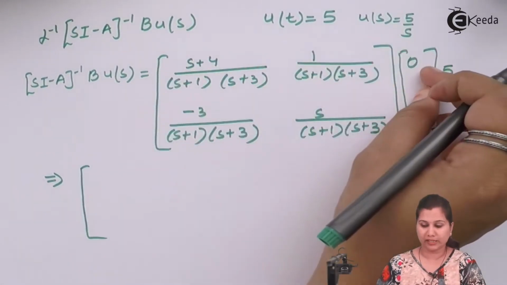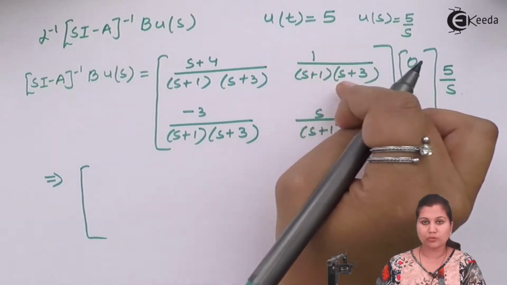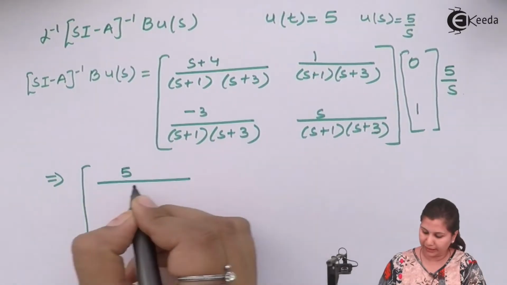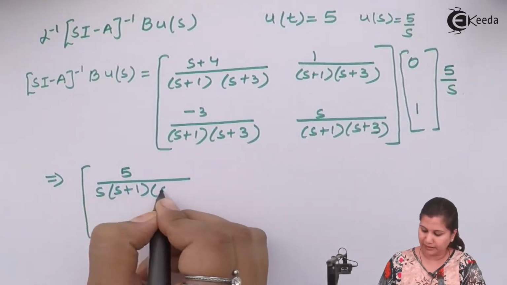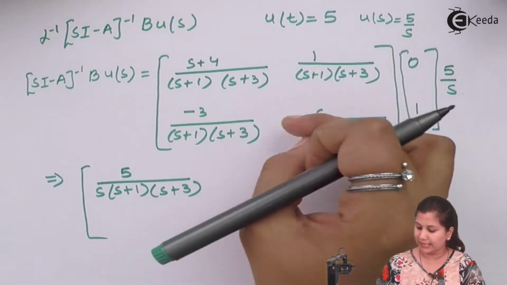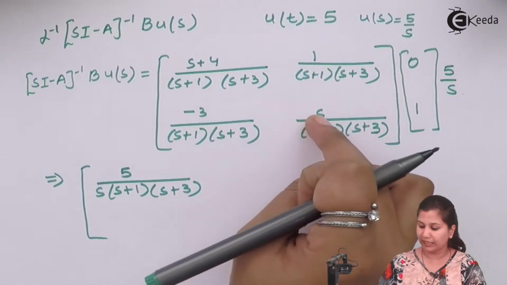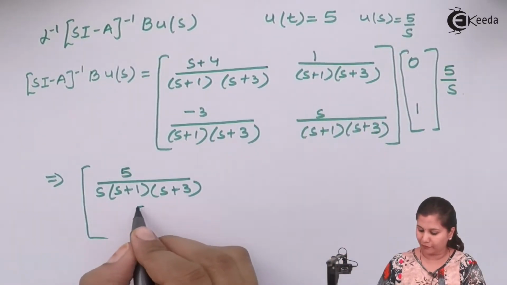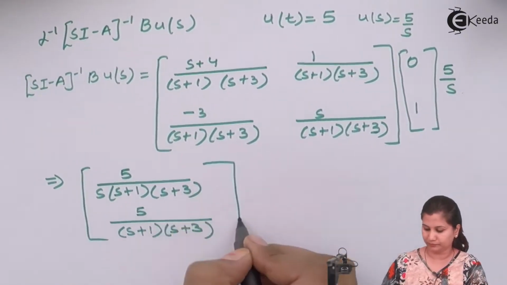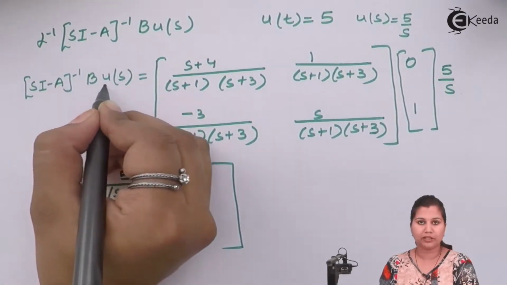So this multiplied with 0 plus 1 multiplied with 1. So we will get 1 upon (S plus 1)(S plus 3). Then we have to multiply it with 5 by S. So we are going to get 5 by S(S plus 1)(S plus 3). Then this multiplied with 0 will become 0 plus S multiplied with 1, and then we have to multiply it with 5 by S. So S and S will be cancelled. We are left with only 5 upon (S plus 1)(S plus 3). So we have obtained this multiplication (sI minus A) inverse B U(s).